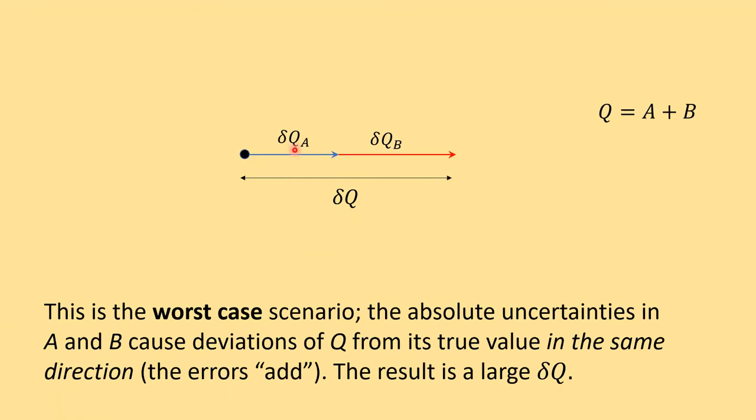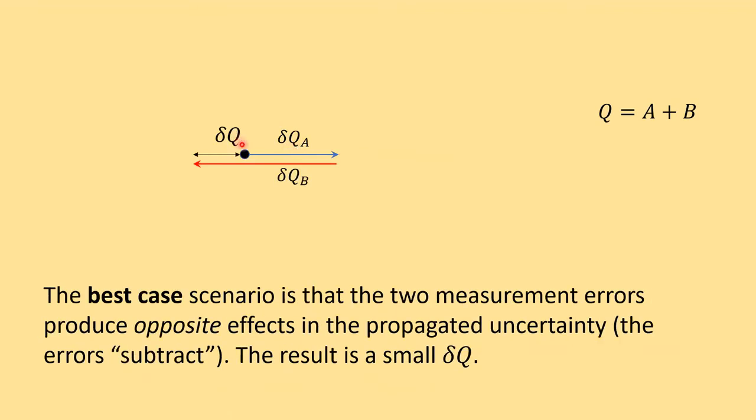Now, it doesn't have to work out that way. If Alfred and Betty are using two different scales, maybe Alfred's on a scale that tends to give you a number that's a little too high, and Betty's scale has a systematic error that tends to give a result that's a little too low. Then this is what would happen.